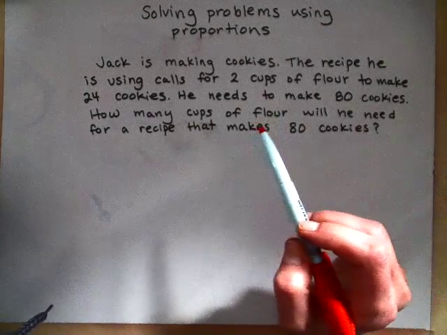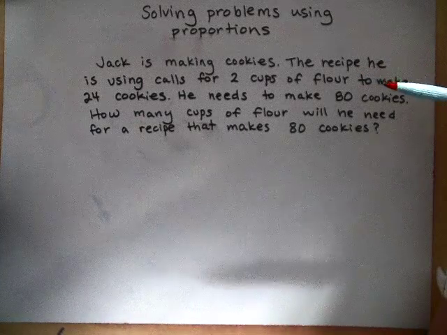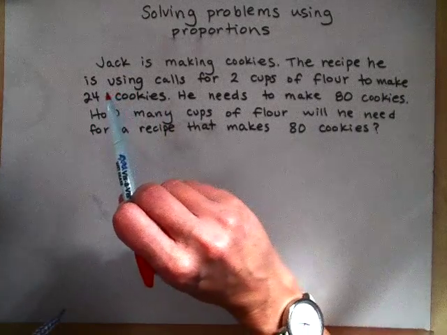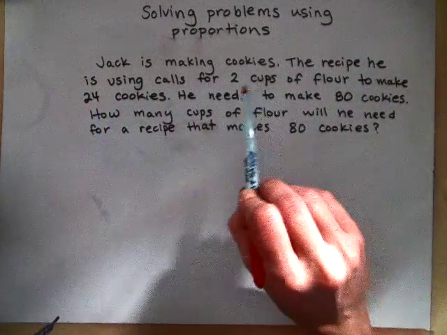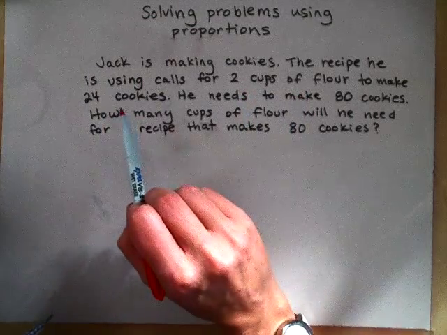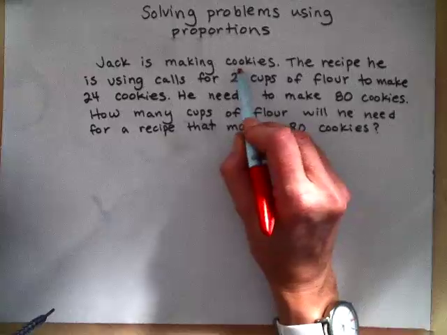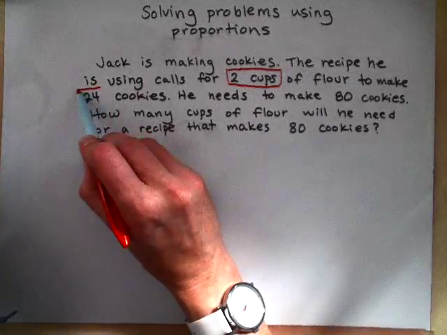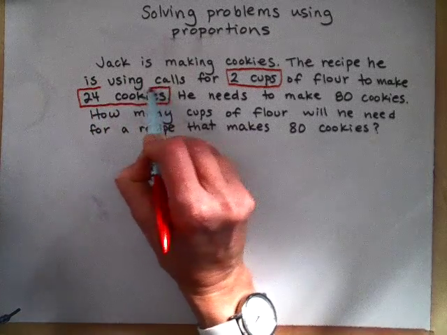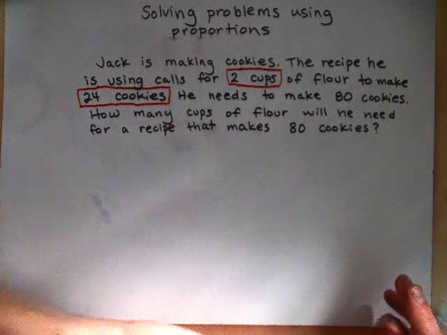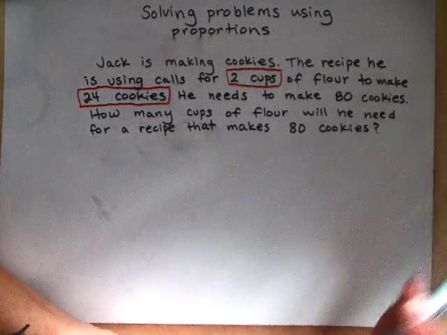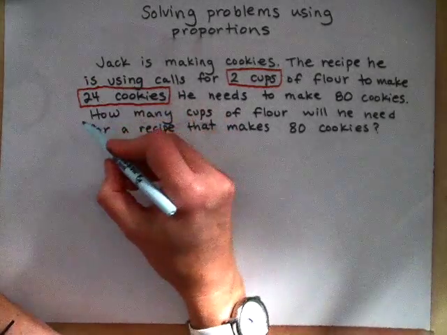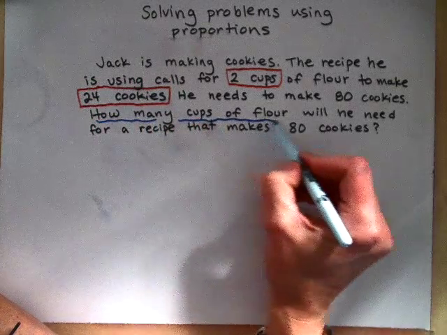So we have some information, but not all the information that we need to answer this question, so we have to figure it out. Important information here: the recipe he's using calls for 2 cups of flour to make 24 cookies. That's going to help us figure out how much flour we need for 80. 2 cups of flour makes 24 cookies. We need to figure out how many cups of flour we need for 80 cookies. So, I'm going to also just underline this question.